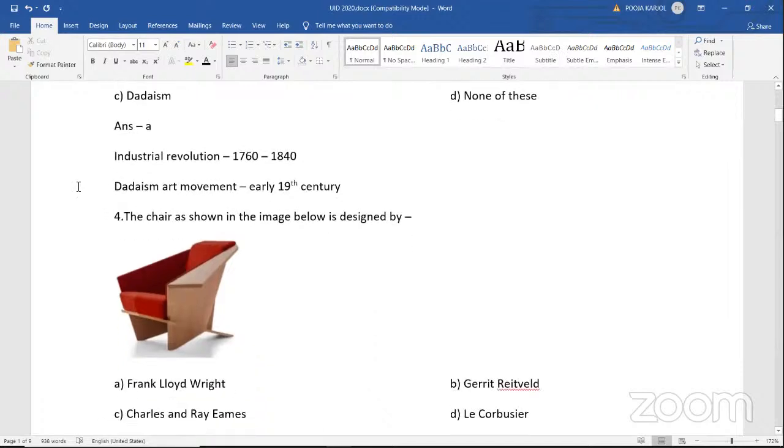Now, in the UID paper, I have seen the most questions asked are on logos, and many times they have asked about chairs also. So you have to learn the history of chairs. It's not very difficult, meaning there are not too many. There are particular kinds of chairs which are very famous. Most of the chairs are designed by architects, I'm not saying all of them, because they have the spatial knowledge.